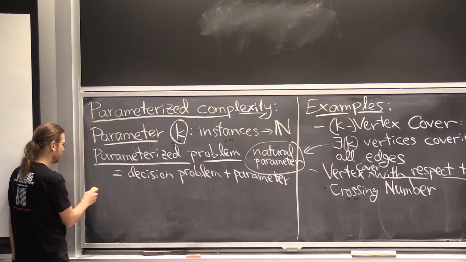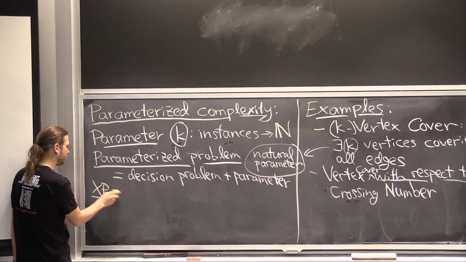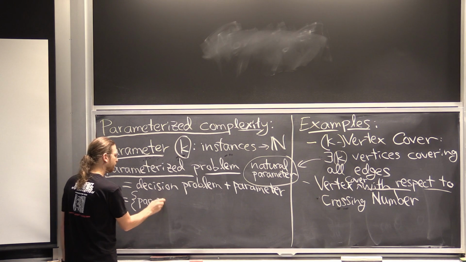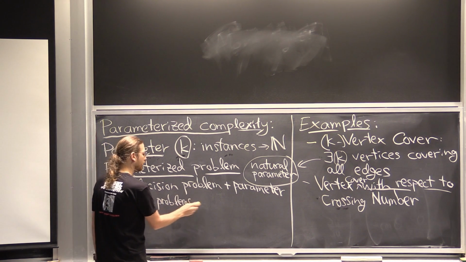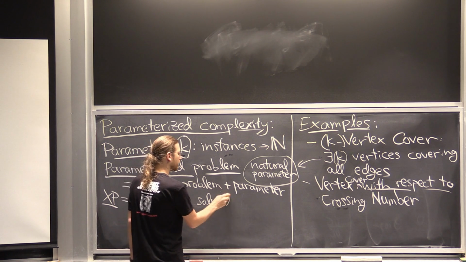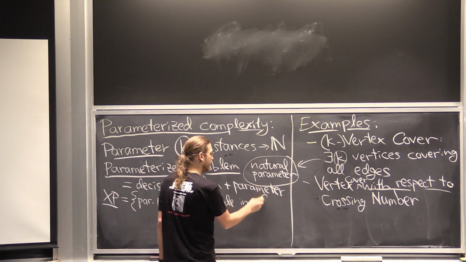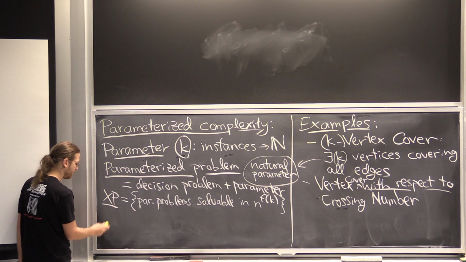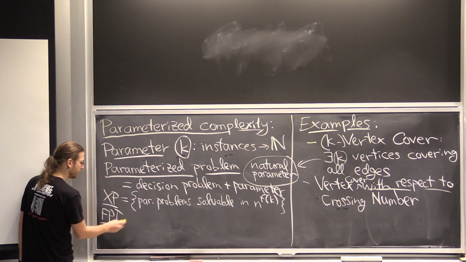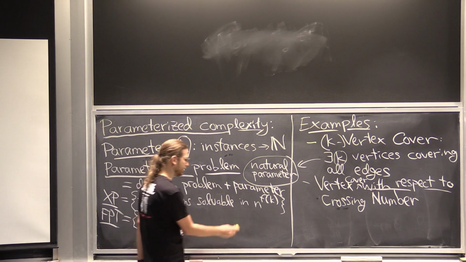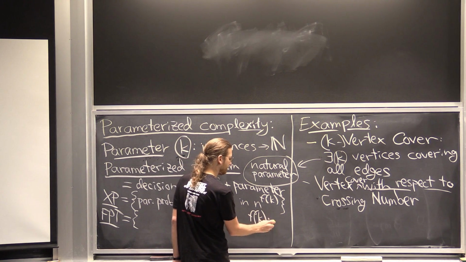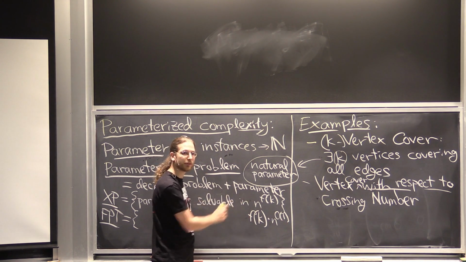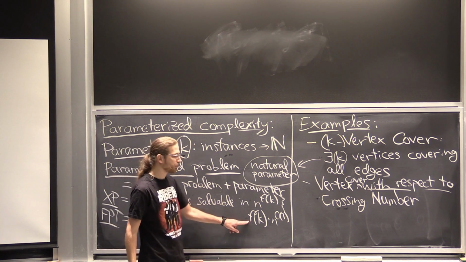So let me start with the bad dependence. XP would be the set of all parameterized problems solvable in n to the f of k time, for any function f. And FPT is the set of parameterized problems solvable in f of k times n to the order 1. So this is considered a good running time. This is considered a bad running time. And f is presumably exponential.